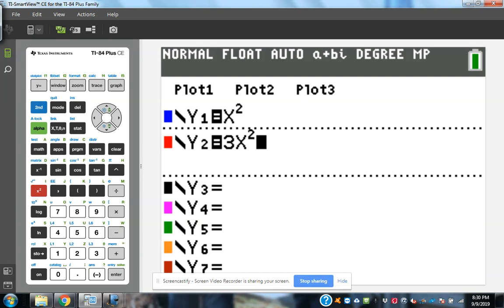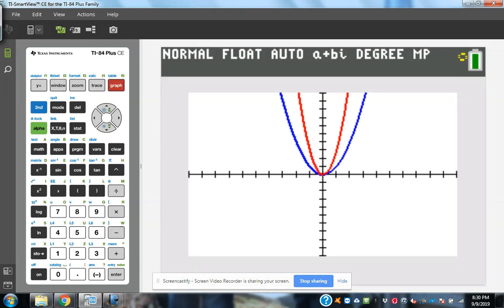Didn't put a times button or anything like that. I just typed a 3, then hit an x, and then hit a square. That's how I got there. Okay? What I want you to see is the difference in the two. When I hit graph, the original one is already there. That's the blue one that I drew earlier. And then here's this one.